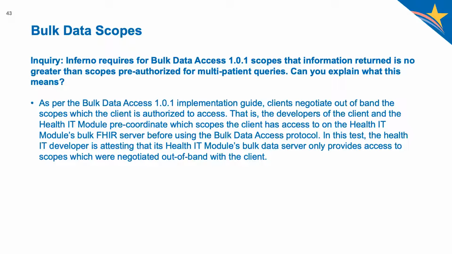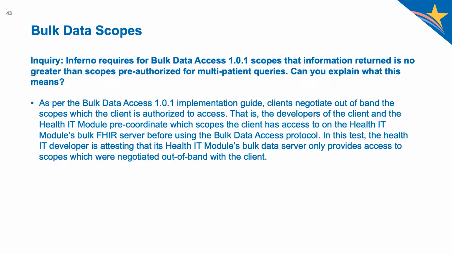Next slide, please. Okay, so here's an inquiry around bulk data scopes. So Inferno requires for bulk data access 1.0.1 scopes that information returned is no greater than scopes pre-authorized for multi-patient queries. Can you explain what this means?